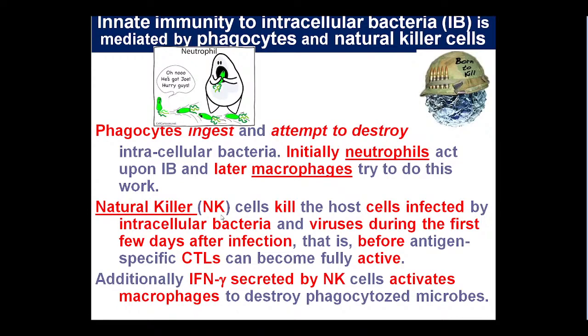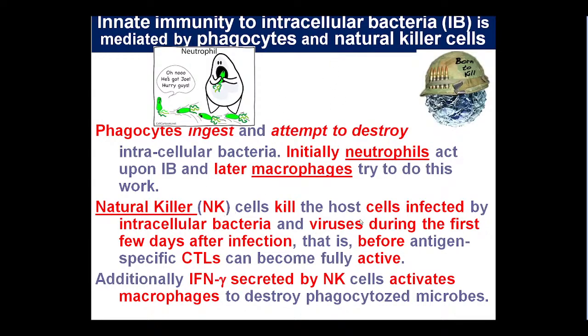Innate immunity to intracellular bacteria is mediated by phagocytes and natural killer cells. Phagocytes ingest and attempt to destroy intracellular bacteria. Initially, neutrophils and after that macrophages try to do this work. But in some cases, these attempts are not effective. Except for phagocytes, natural killer cells are important in the struggle against intracellular bacteria.